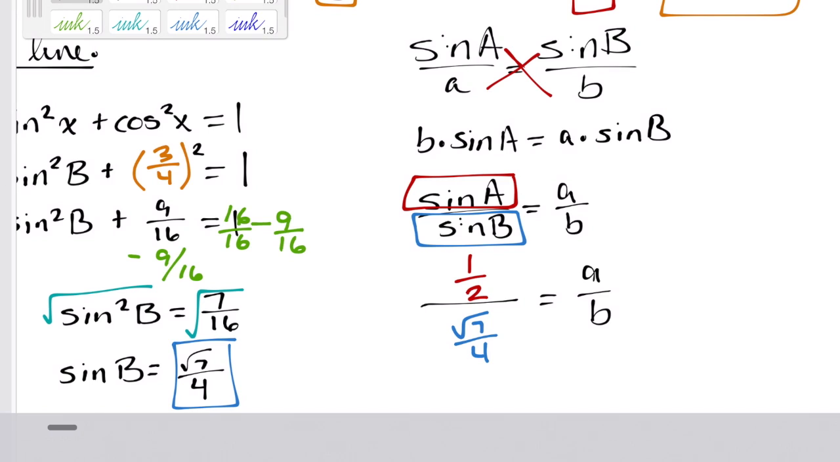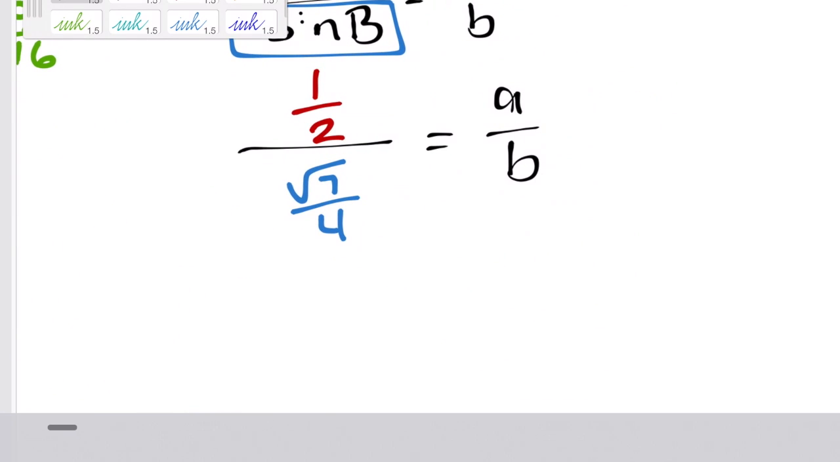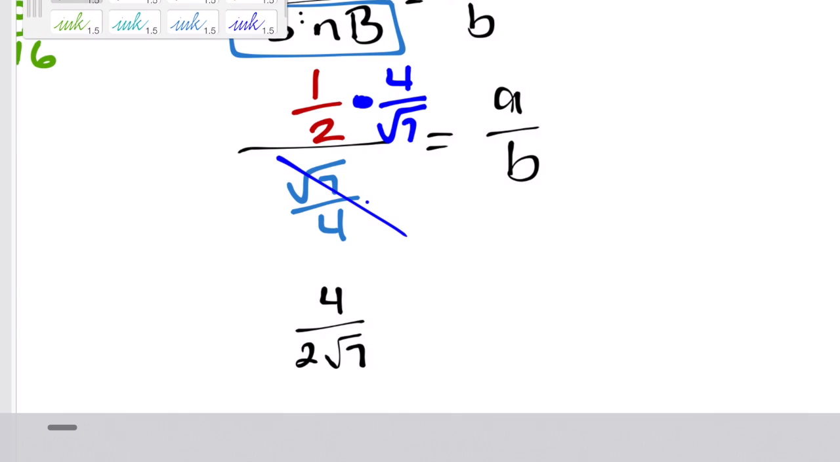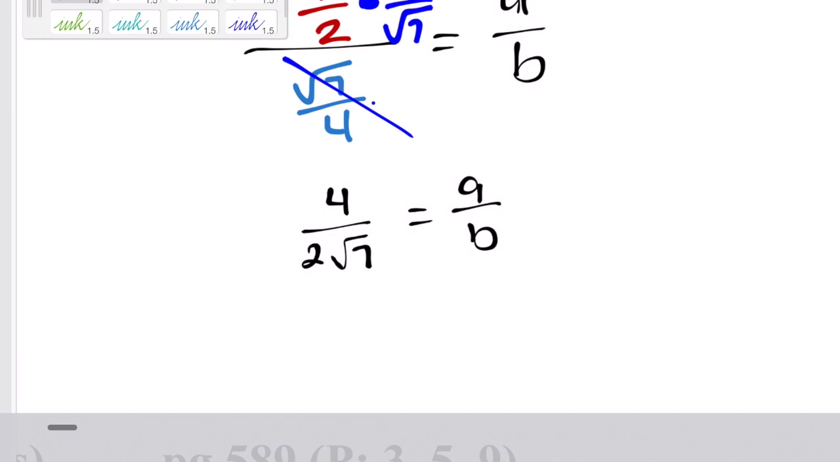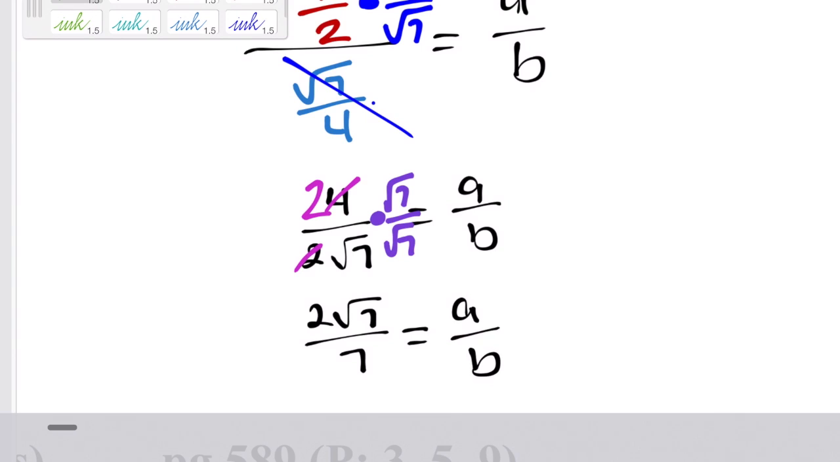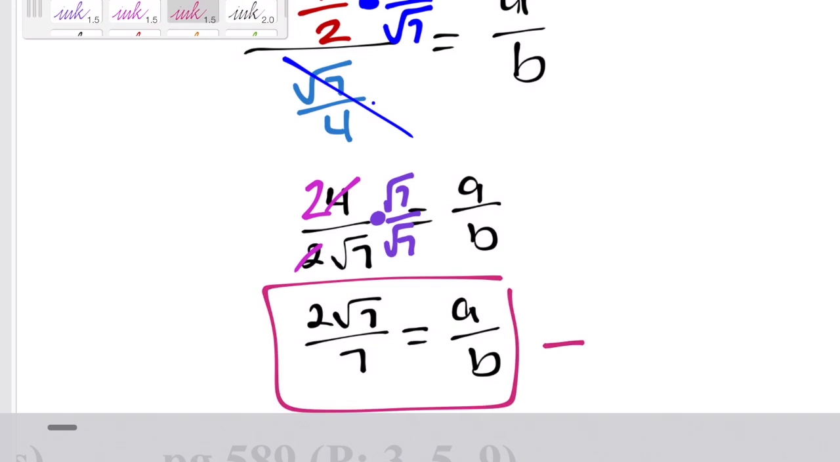I don't feel like this is something that would be readily acceptable, so I'm going to start simplifying. Because I have a fraction over a fraction, I can do same change flip, or keep change flip, or however you would like to say it. So I end up with 4 over 2 times square root 7 equals my A over B, and it's not really rational to have a square root on the bottom, so I'm going to rationalize my denominator. I can also simplify that a bit and end up with 2 square root 7 over 7 as my A over B. They don't ask for the individual A or B, they just want the whole form of A over B. So this is kind of my shortcut of doing it.